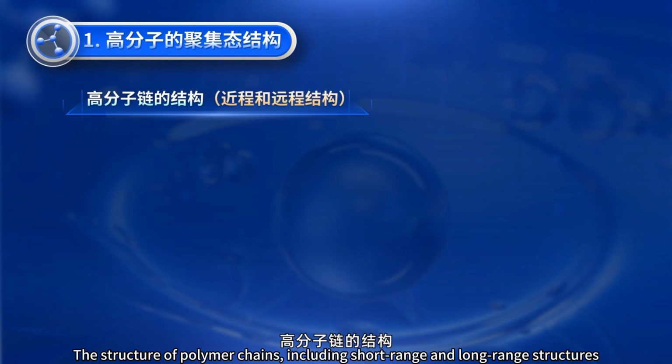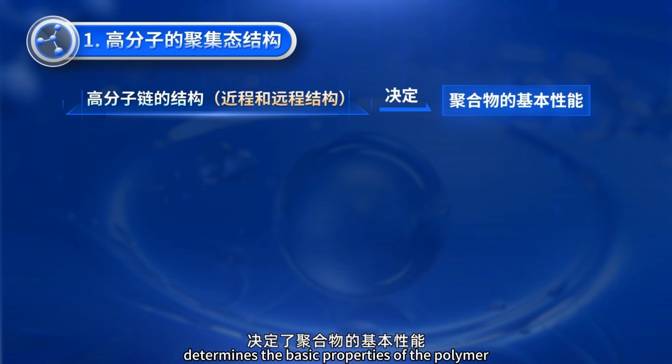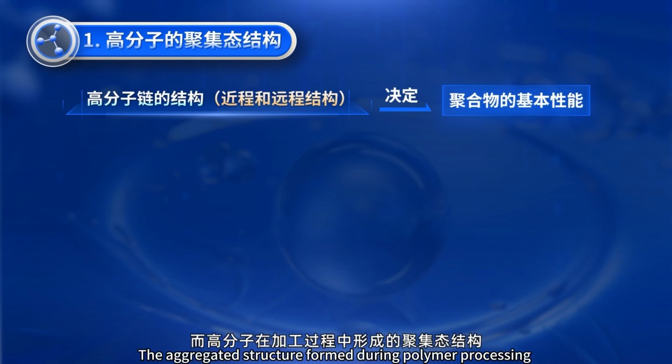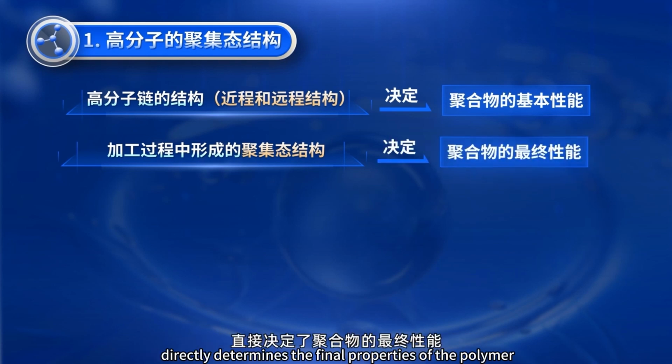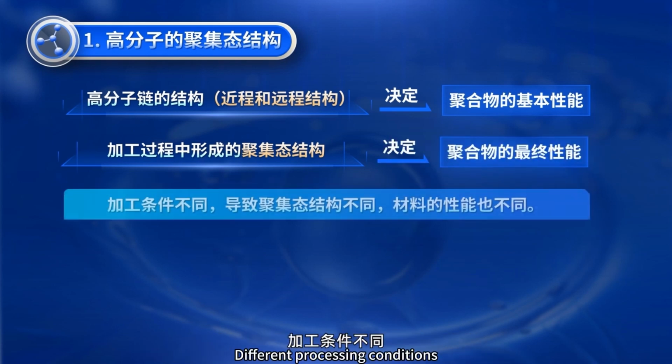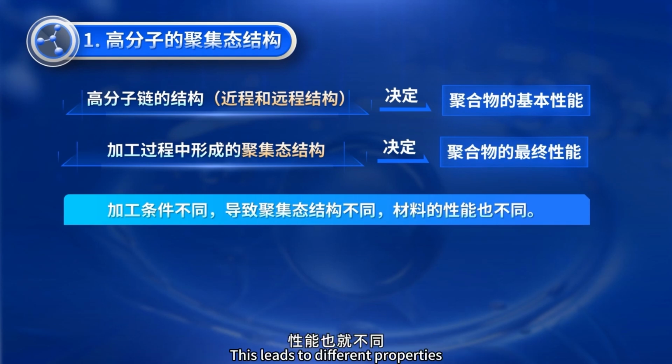The structure of polymer chains, including short-range and long-range structures, determines the basic properties of the polymer. The aggregated structure formed during polymer processing directly determines the final properties of the polymer. Different processing conditions result in different aggregated structures of polymer materials. This leads to different properties.